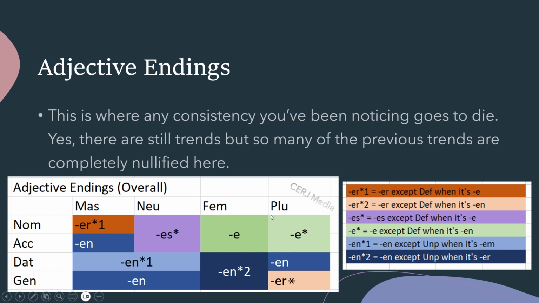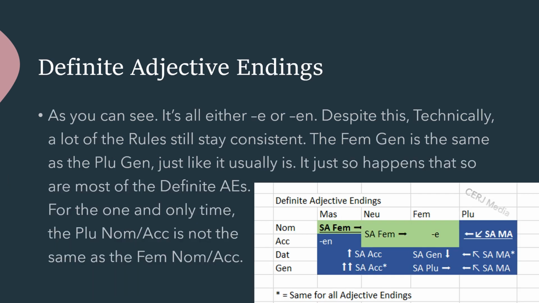So some of these are always consistent, right? So feminine nominative, it's always E. Same with accusative. Plural dative, neuter genitive, masculine genitive, and masculine accusative, they're always EN. Whether it's unpreceded, definite, indefinite, it's always EN. So there you go. But don't worry, we'll go into each one individually. This isn't the only thing I'm going to talk about here.